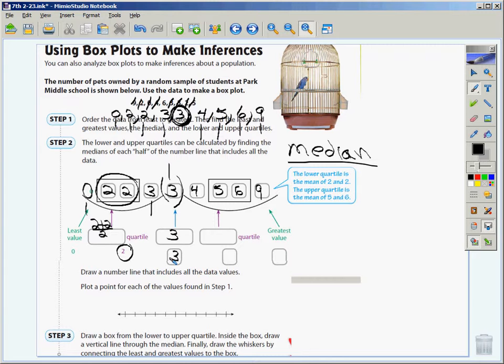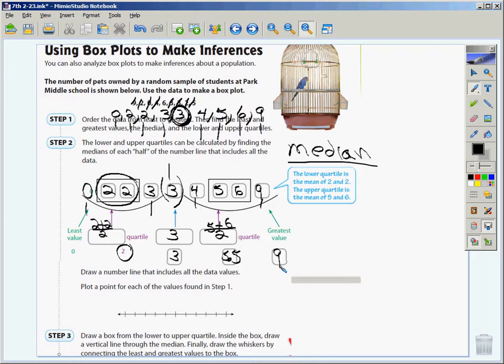What am I going to do over here? 5 plus 6 divided by 2. Again, it's the middle of this upper piece. So 5 plus 6 divided by 2, which is 5.5. Okay?